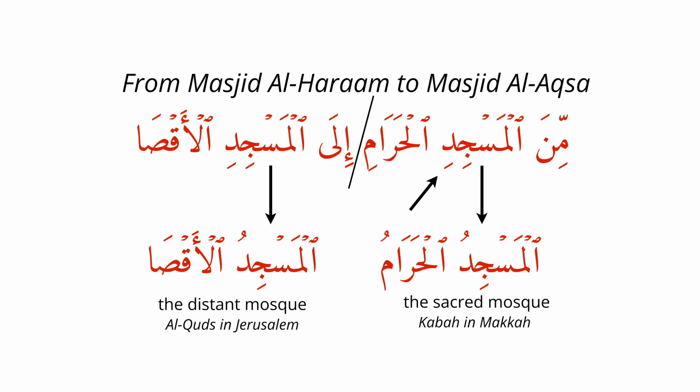Both of these nouns are majrur, meaning in the genitive case because of harful jar, min and ila preceding them. Number 3 is an, meaning about or from.